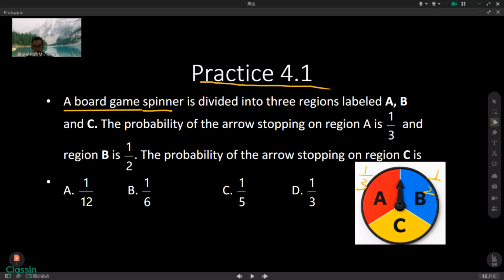Think about it. All the possible outcomes are stopping at A or B or C. You have only 3 options. So think about it for 3 seconds.